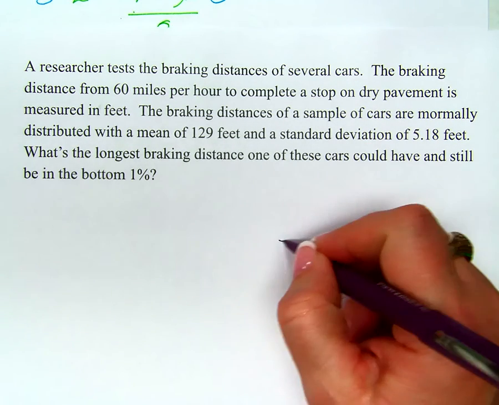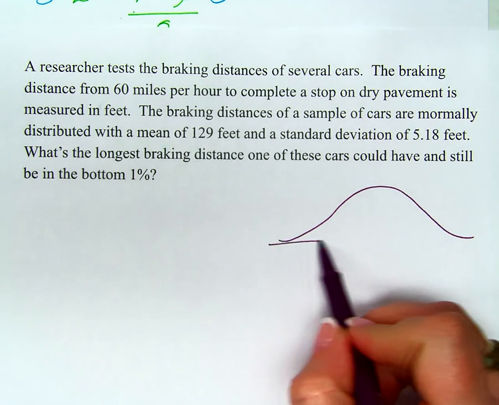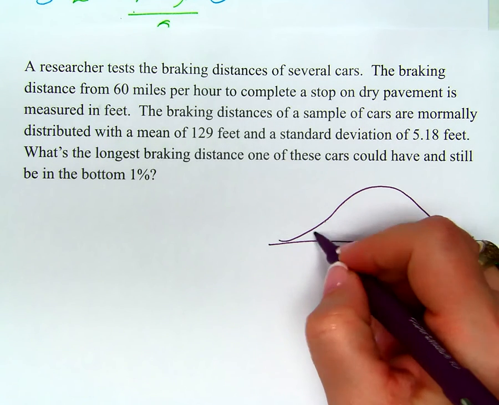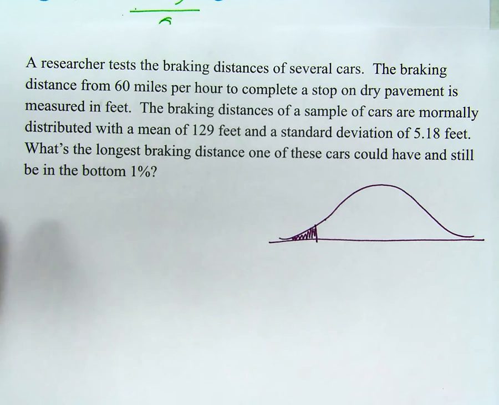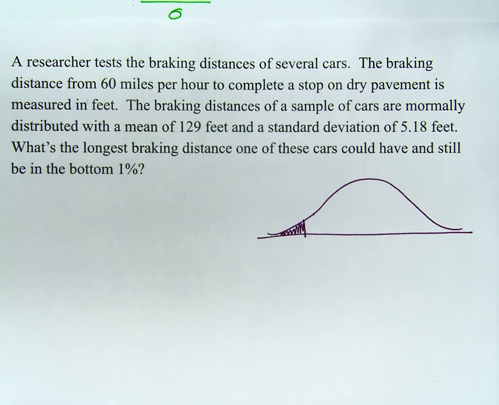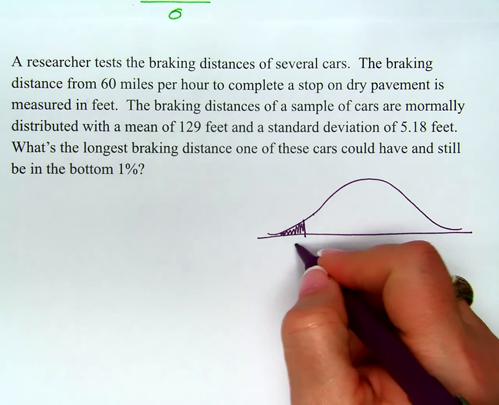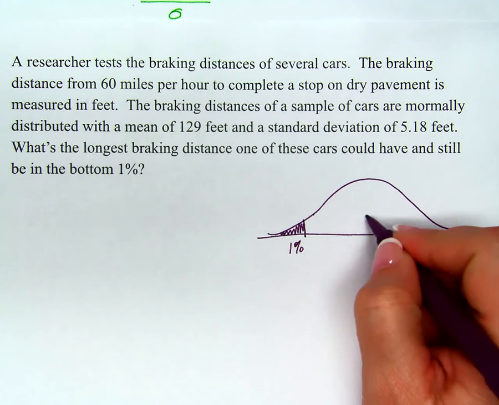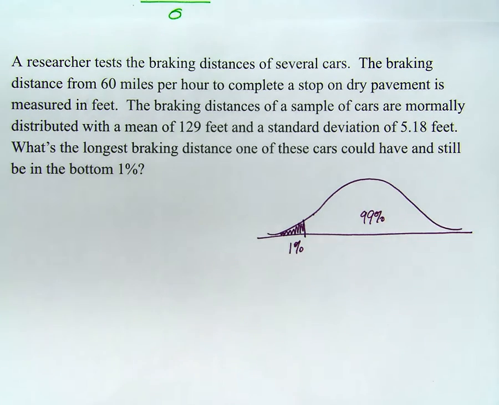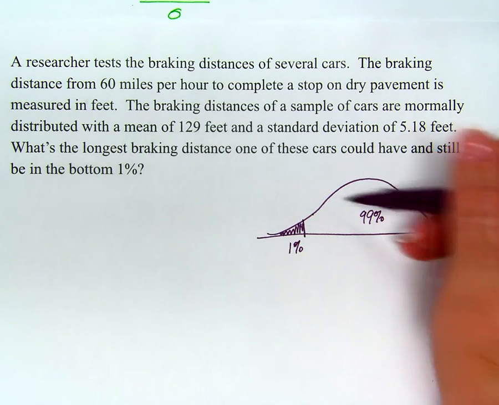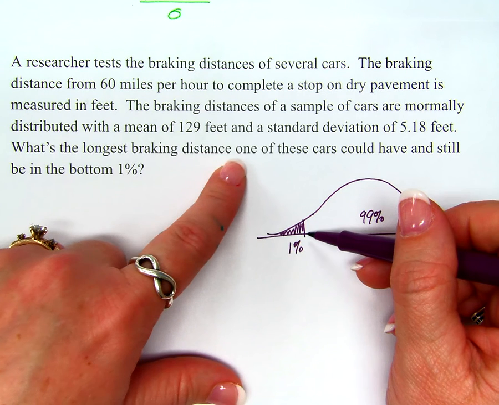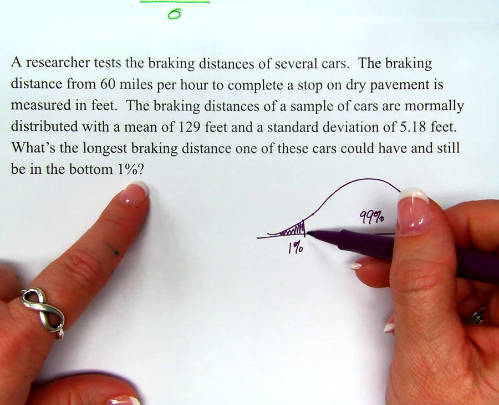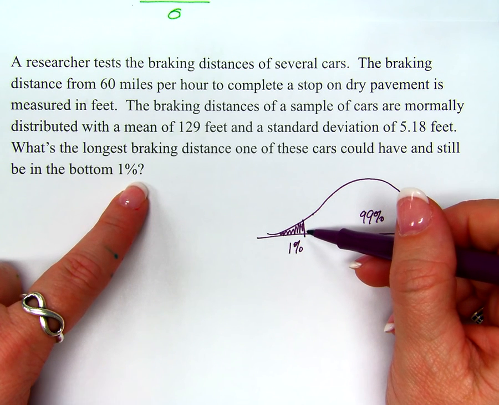Okay. So here's my picture. I need the top 1%, sorry, the bottom 1%, right? So this is the part that I had to speak with Elizabeth about. Because what I actually have to look up on the table is not the 1%, it's the 99%, because I'm trying to go at it from this direction. I need the longest braking distance that a car could have and still be in the bottom 1%. Does that make sense?